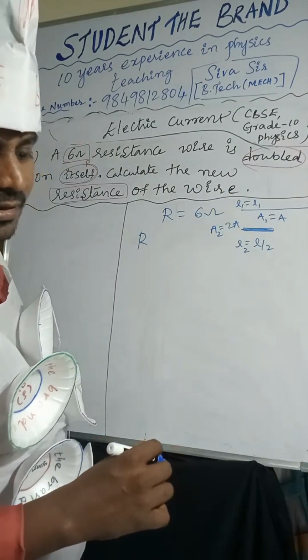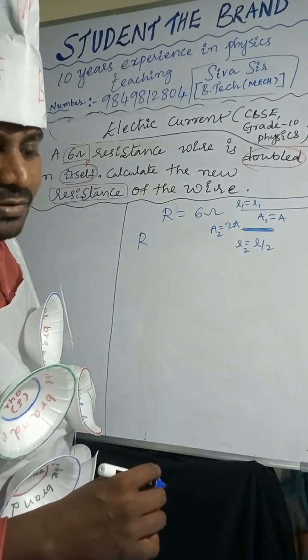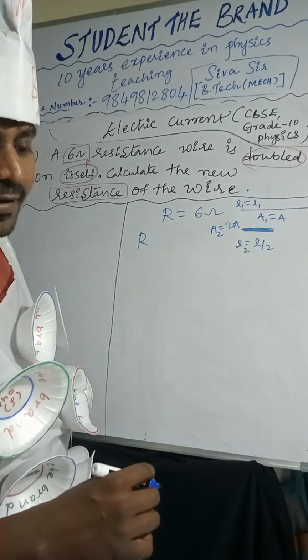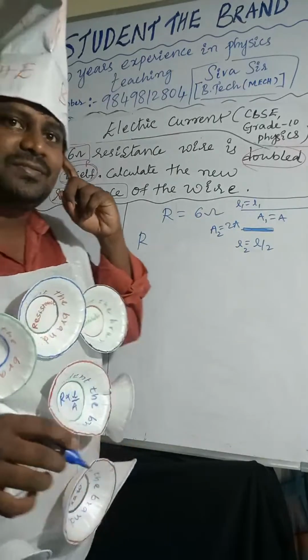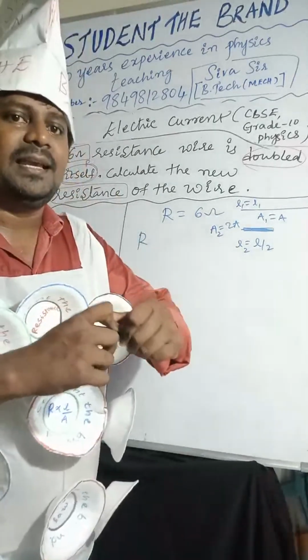Sir, in which wire will the resistance be high? How will resistance be high? Resistance will be less only here.